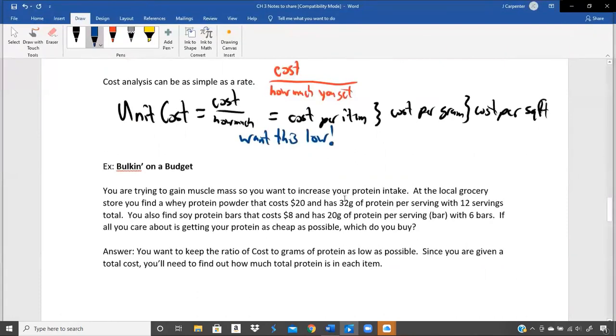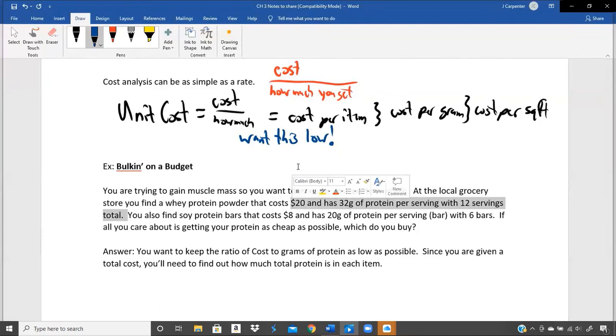And I did go to Kroger recently to research this. And it's $20 and it has 32 grams of protein per serving with 12 servings total. So this is scenario A. You can buy a big jug of powder and that jug is a $20 sticker price. And there's sales tax involved. Let's ignore the sales tax.